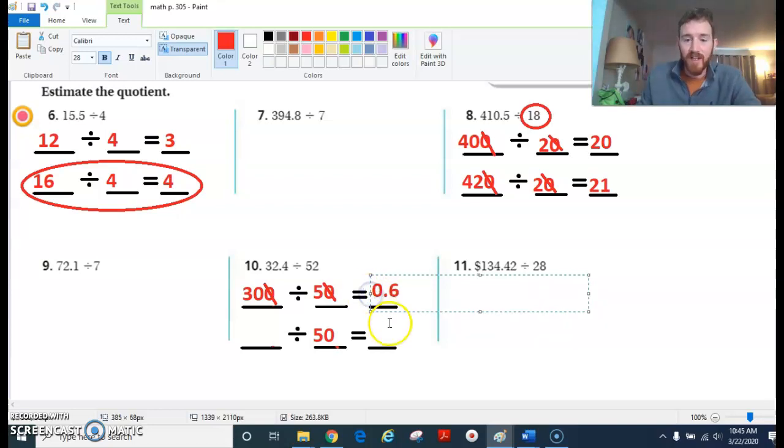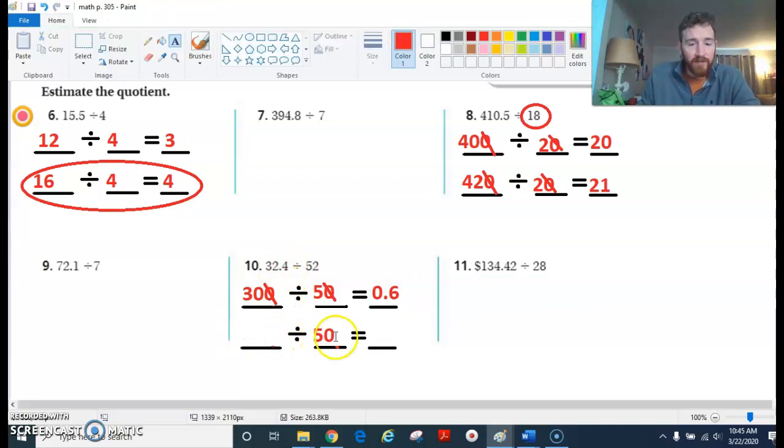So again, sometimes when we're working with decimals, we'll see that we've got some dividends that are smaller than the divisors, and when that happens, it would make the answer be less than 1. Again, that kind of makes sense, because if it was 52 divided by 52, it's going to be 1. If it's about 32 divided by 52, it's going to be less than 1. So let's do that for the next one too.